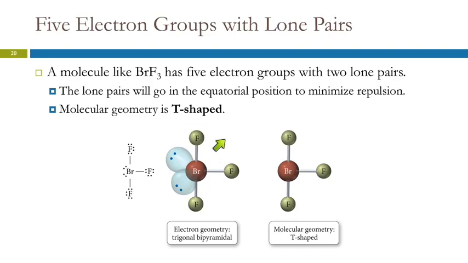So we've got this. This is the electron geometry, trigonal bipyramid. 2 lone pairs here, make those invisible, and then we have the shape of a T. Well, that's called T-shaped.